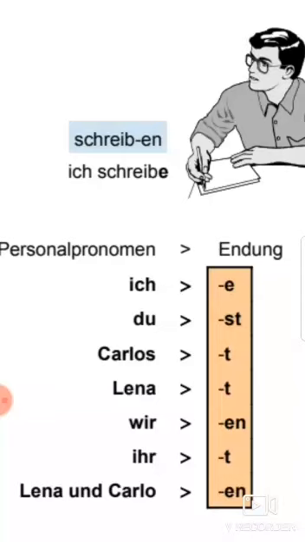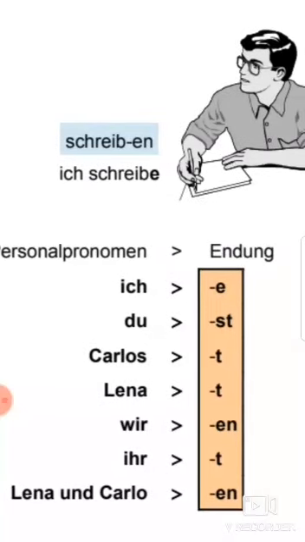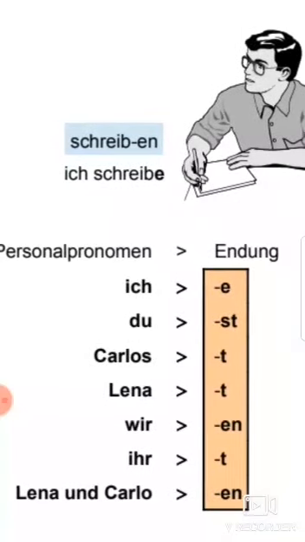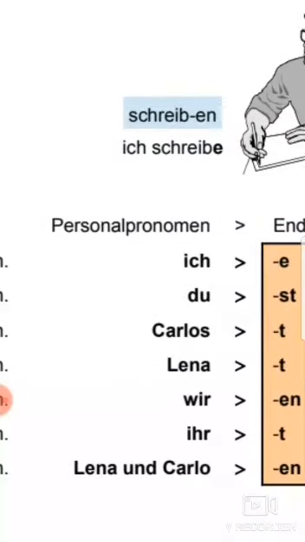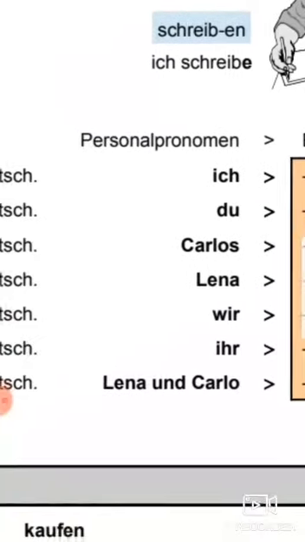For ich, you have to add E to the verb. For du, you have to add ST to the verb. For Carlos, for a single person, Carlos, Lina, you have to add T to the verb. For he, she, it, you have to add T to the verb. For we, wir, plural, you have to add EN to the verb. Ihr, you have to add T to the verb. And Lina und Carlos, like plural, you will add EN to the verb.